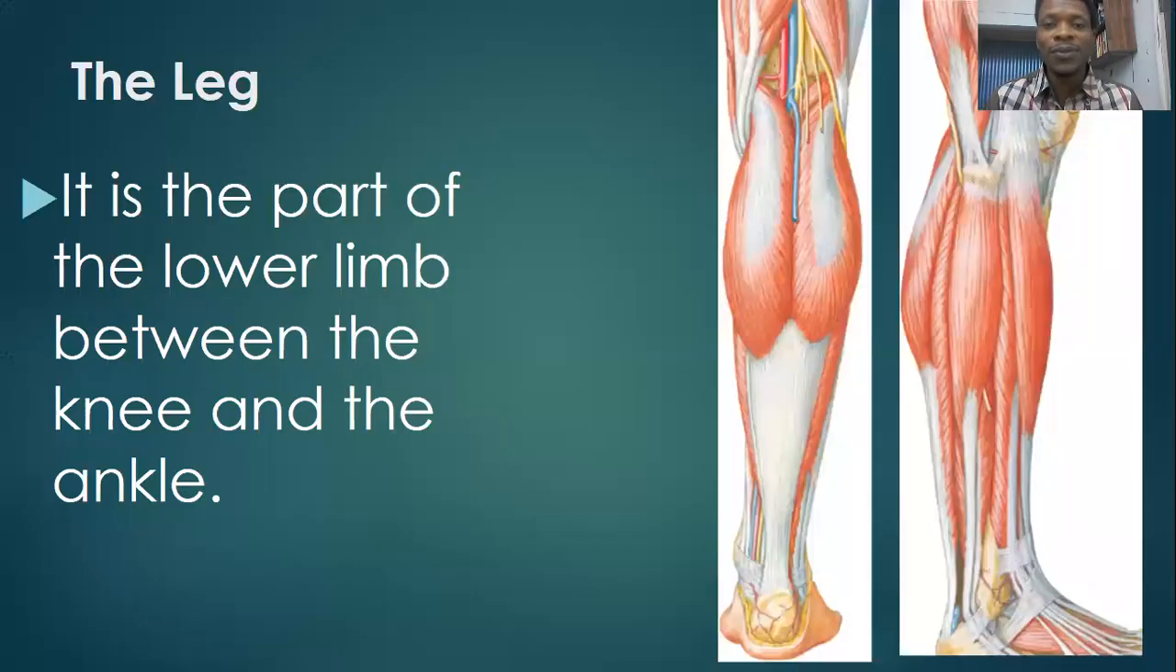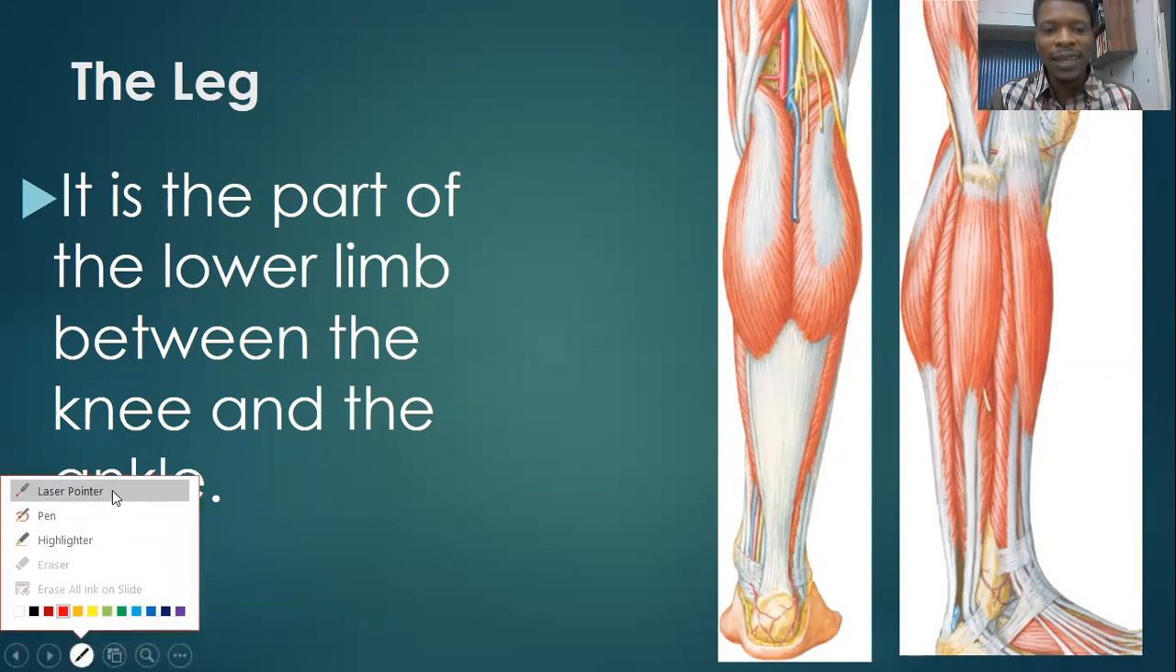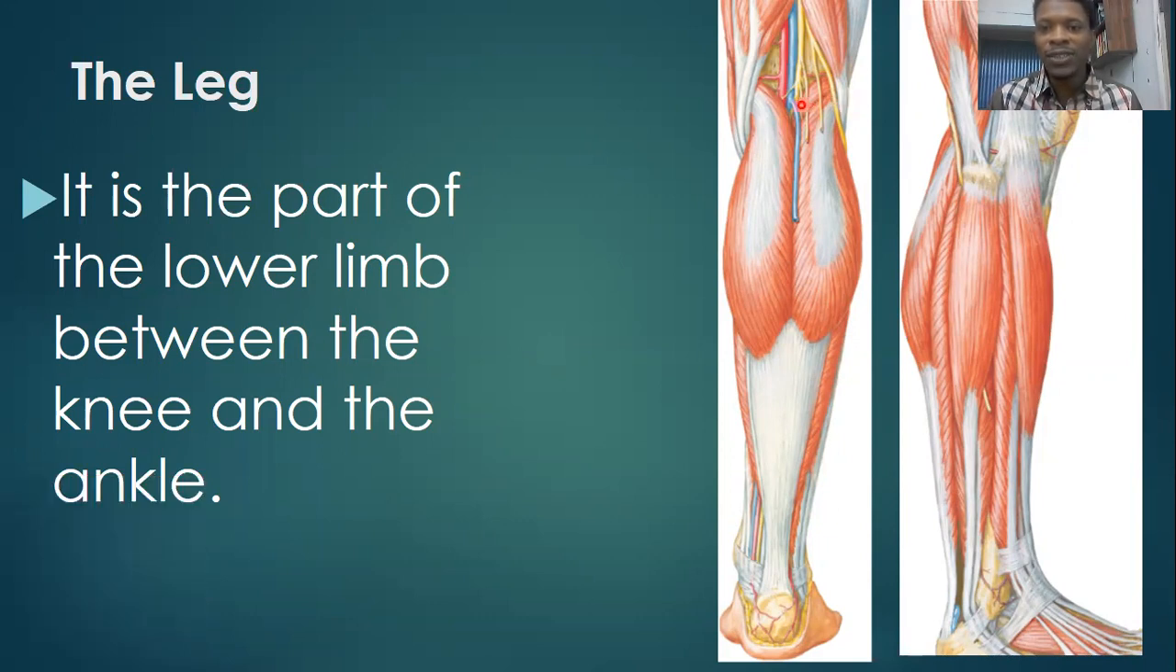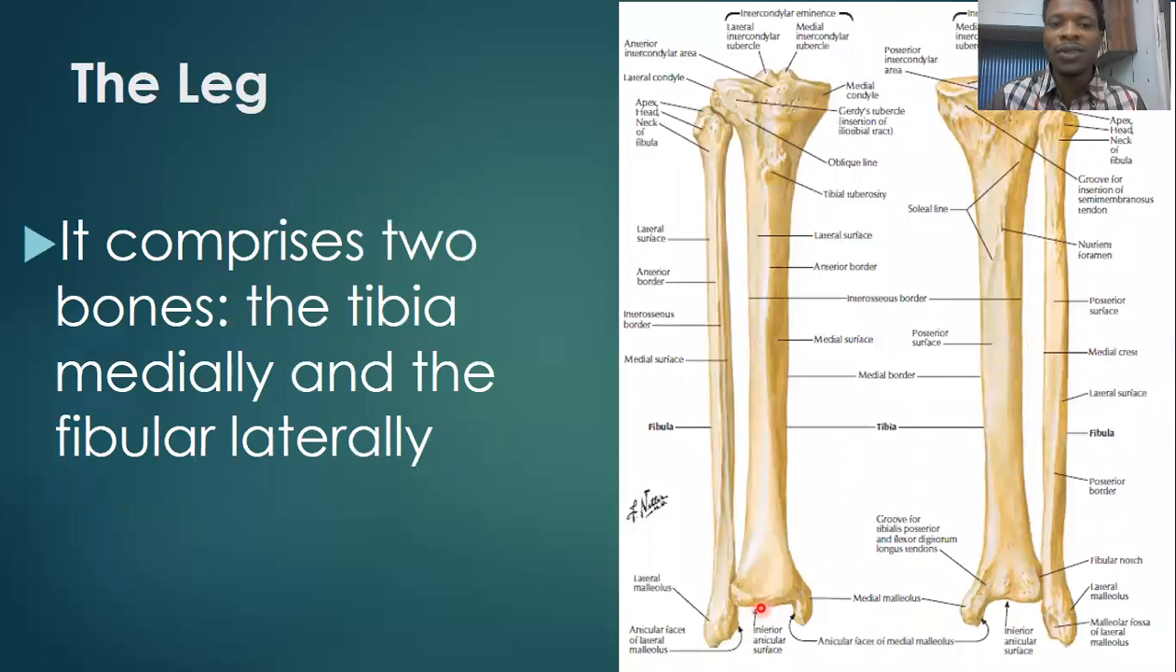So let's see where the leg is located. The leg is that part that's between the knee and the ankle. You can see the knee joint and the ankle. It's the part located between them, and it comprises two bones, the tibia and the fibula.